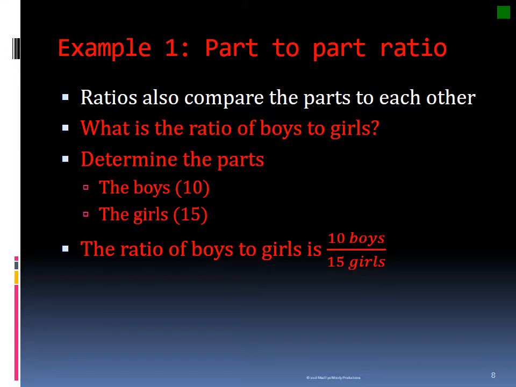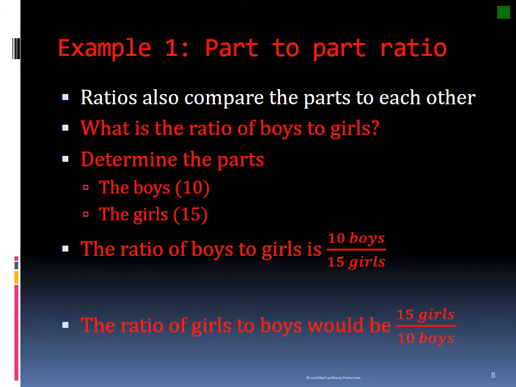The ratio of boys to girls is 10 boys to 15 girls, or you could simply write it as the ratio of boys to girls is 10 to 15. I included the units in my fraction, but since I have the units in my statement, I don't have to include them in the fraction.